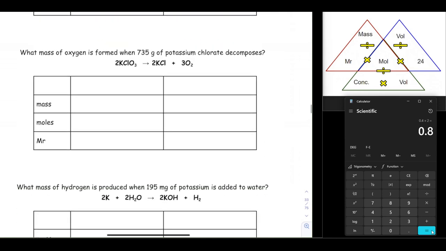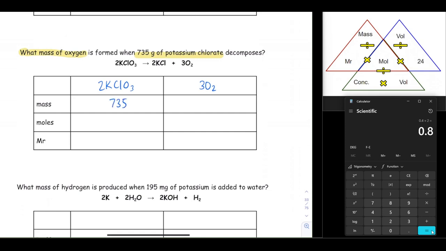What mass of oxygen is formed when 735 grams of potassium chlorate decomposes? So I need what mass of oxygen? 3O2, and I need 2 lots of potassium chlorate. I just plug in what I've got, 735 grams of that.